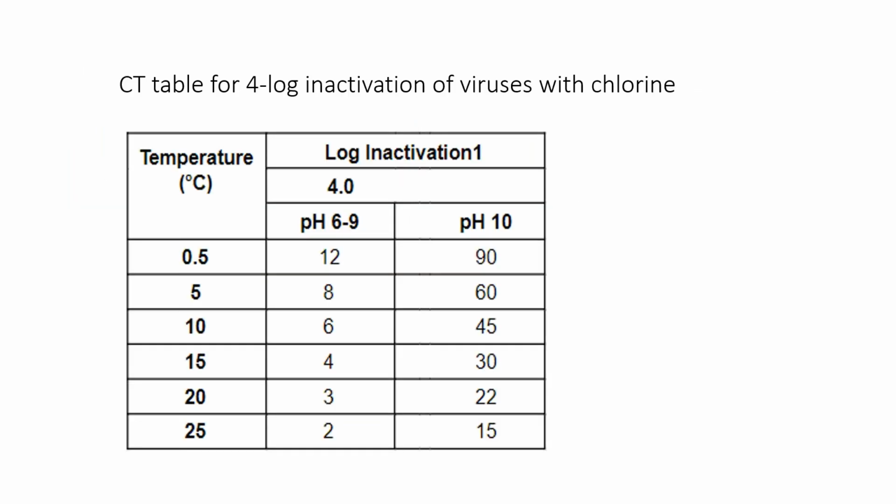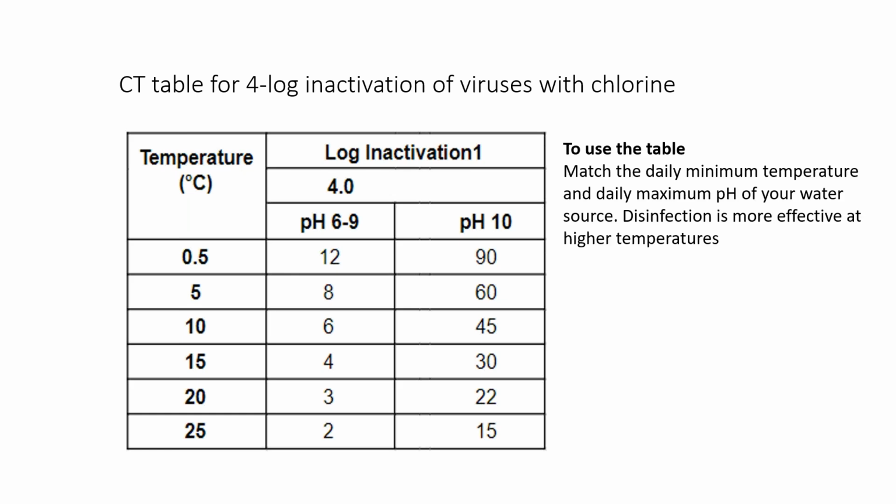For inactivation, we use tables. This is an example of a table for log 4 virus inactivation, and I'll show you kind of how it's used. We're going to be measuring the water temperature and the water pH. Now we're going to be using the minimum water temperature that we have, because we want to look at kind of like the worst case scenario, to make sure that every gallon of water that passes through our plant is in compliance.